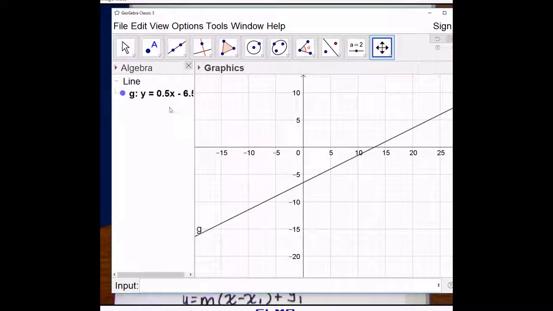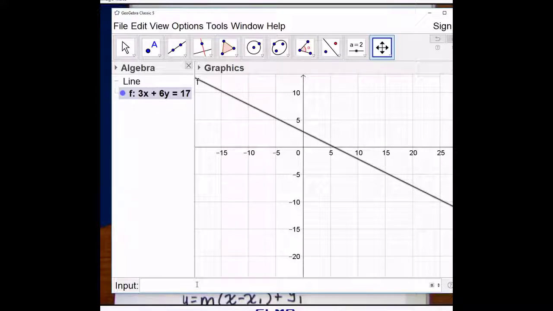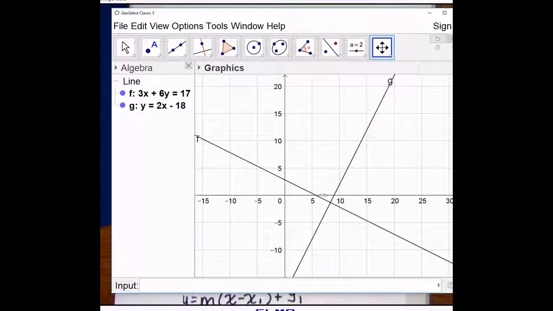All right, let's get rid of the first two. So I had 3x plus 6y equals 17. That was given to me in the problem itself, and the equation we came up with was y equals 2x minus 18. All right, and you can see that they join at the T, and therefore they are perpendicular lines.